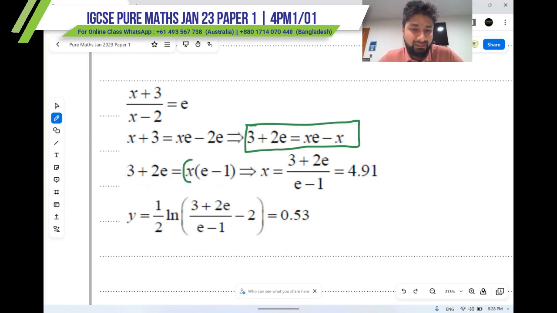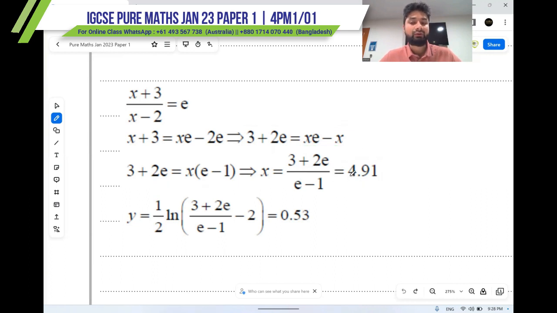Now, if I want to make x the subject, I will transfer this e minus 1 to the other side, and as it's in multiplied mode, it will become division. So finally, we have x equals 3 plus 2e divided by e minus 1. When you use a calculator, you can finally get the value of x, which is 4.91.